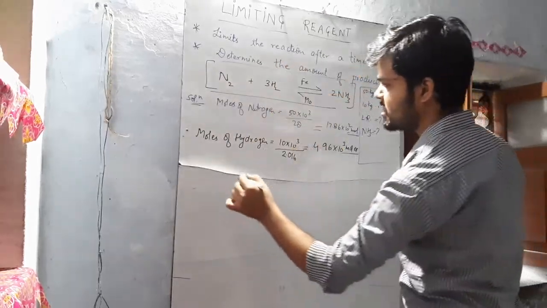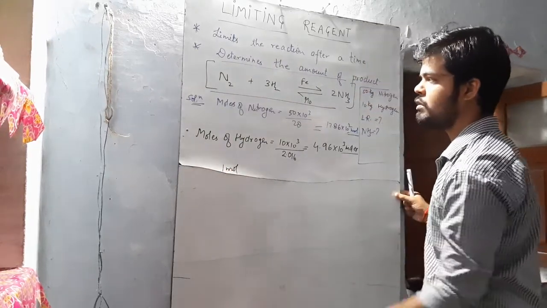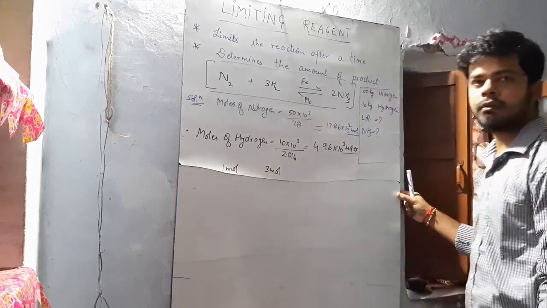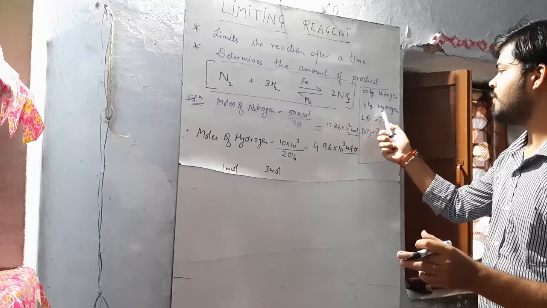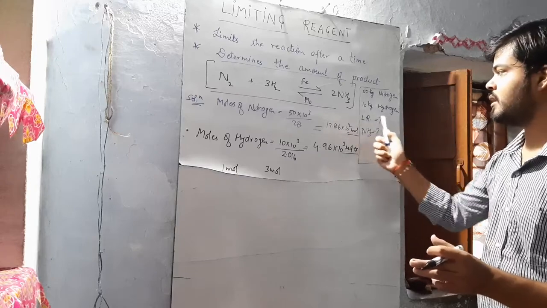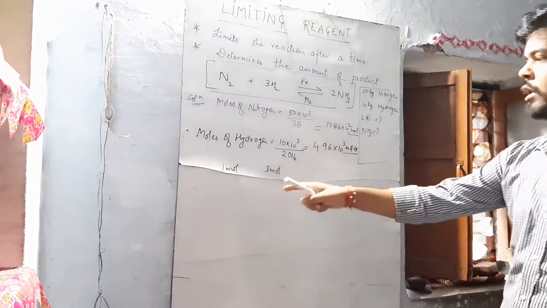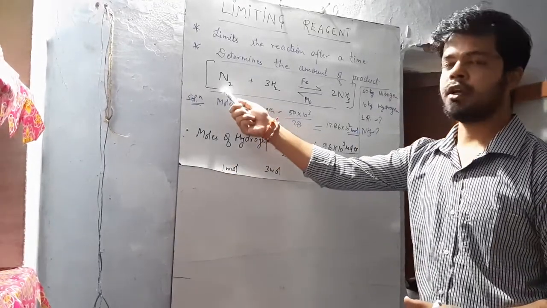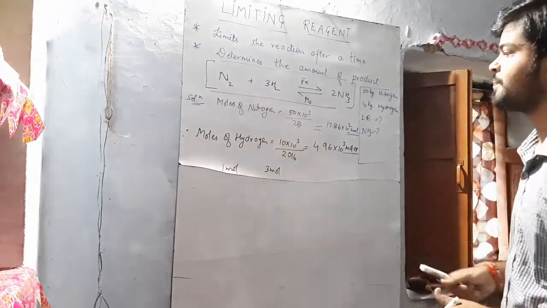As the reaction suggests, we know that 1 mole of nitrogen is reacting with 3 moles of hydrogen. Clear? We have to first identify the limiting reagent, and then we will calculate the amount of ammonia formed here. So we are going to find out what the limiting reagent is here. Either it is nitrogen or hydrogen. We will just clear it here.